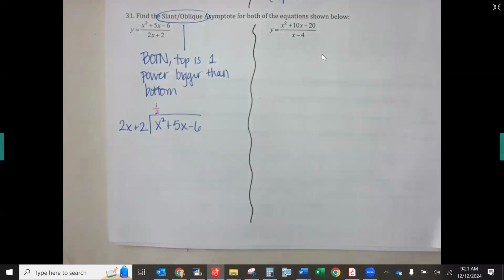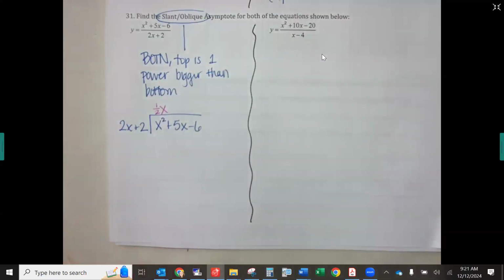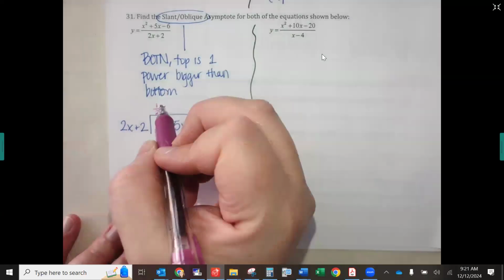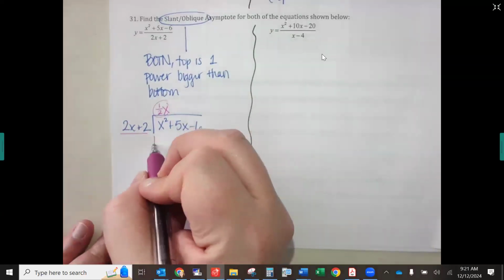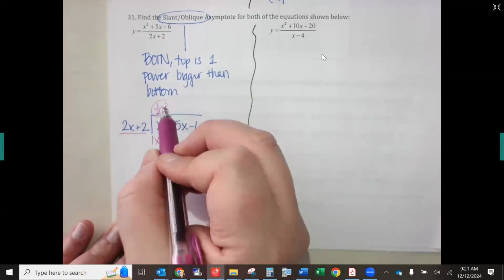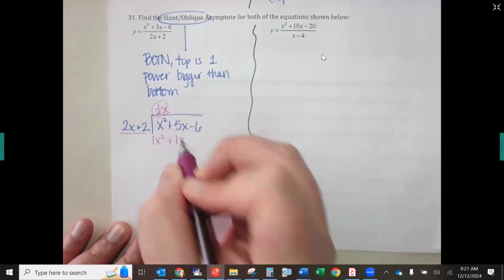And then what am I also going to need for my x to go to an x squared? Another x squared. Then I'm going to do 1/2 x times 2x. That's a 1x squared. And then 1/2 x times 2, that's a 1x.